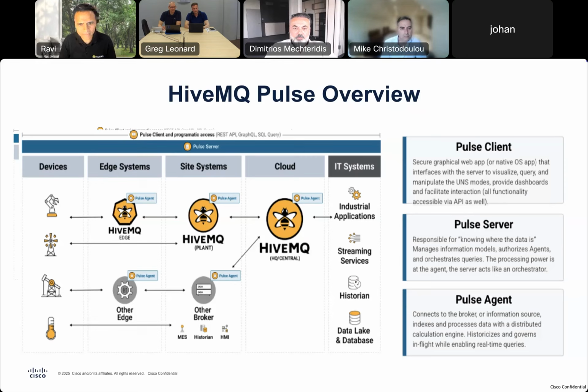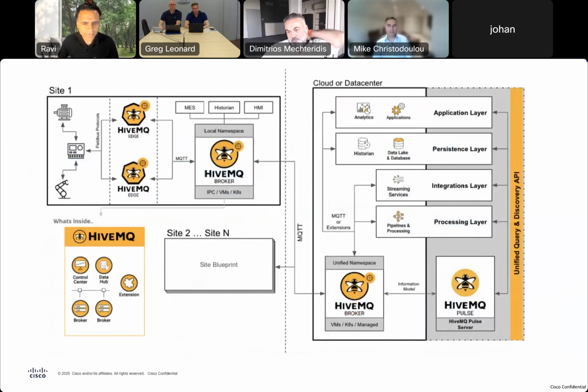And it has an elegant client that can show all this information visualization, or through APIs, it can provide that information to higher levels or other applications that can take this information and run with it. That's how the new Pulse works, and it is currently in private preview, and it will be available in Q3 of this year. So this is how the overall layer looks.